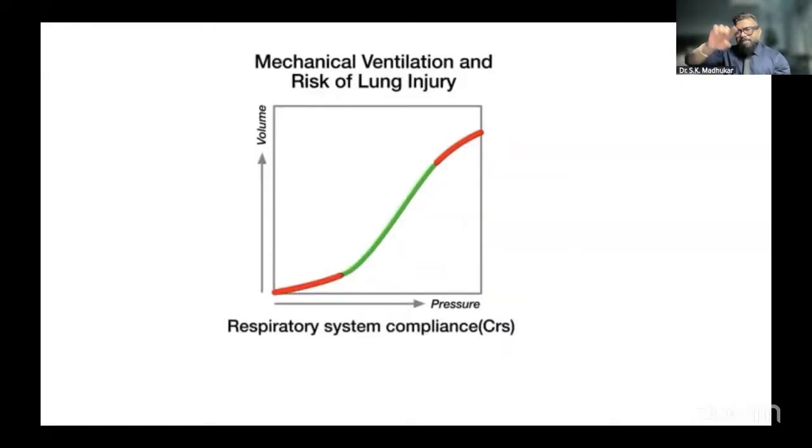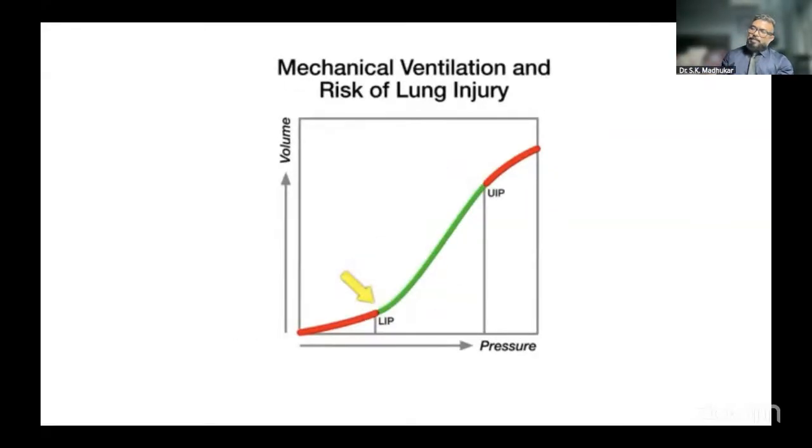Then there is the green part of the sigmoid curve. In the green part, a smaller change in the pressure is leading to good volume change. And finally, there is a red portion in the terminal part where a large amount of pressure change is again bringing a small change in the volume. So there are two points where a large change in the pressure is bringing a small change in the volume. We call the first LIP, and the upper point is UIP, that is the upper inflection point.